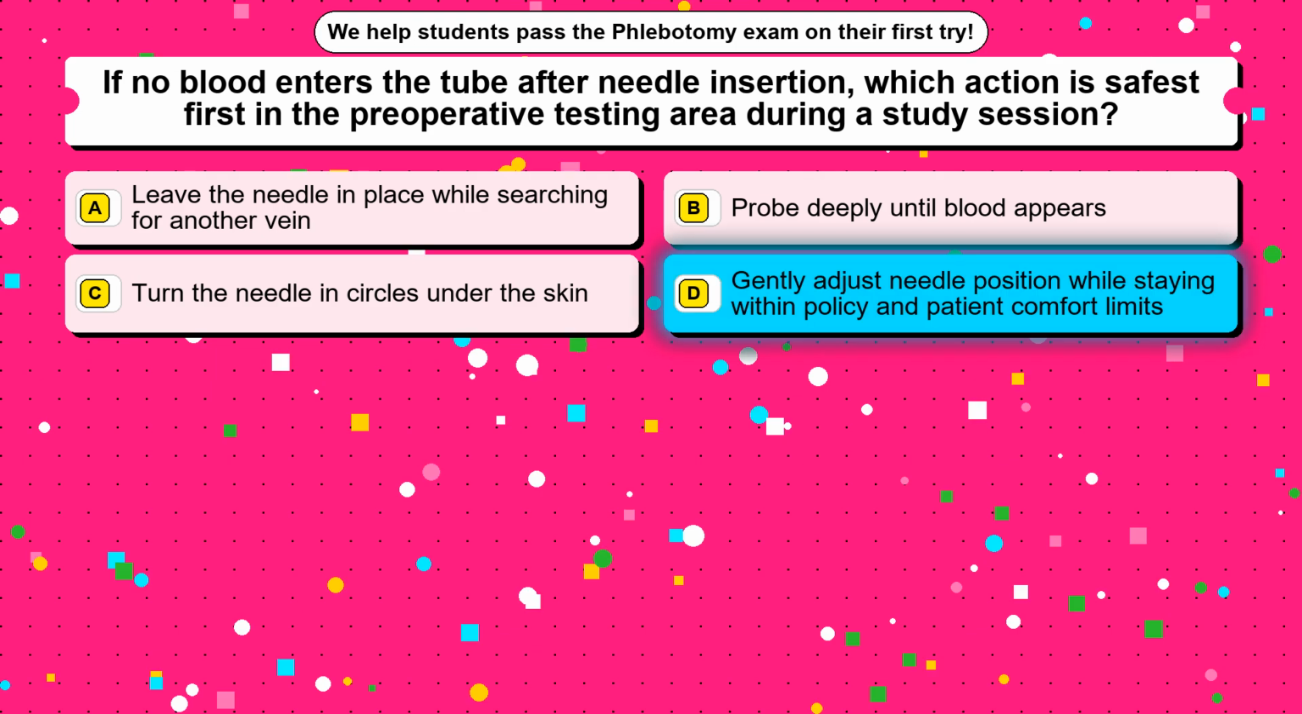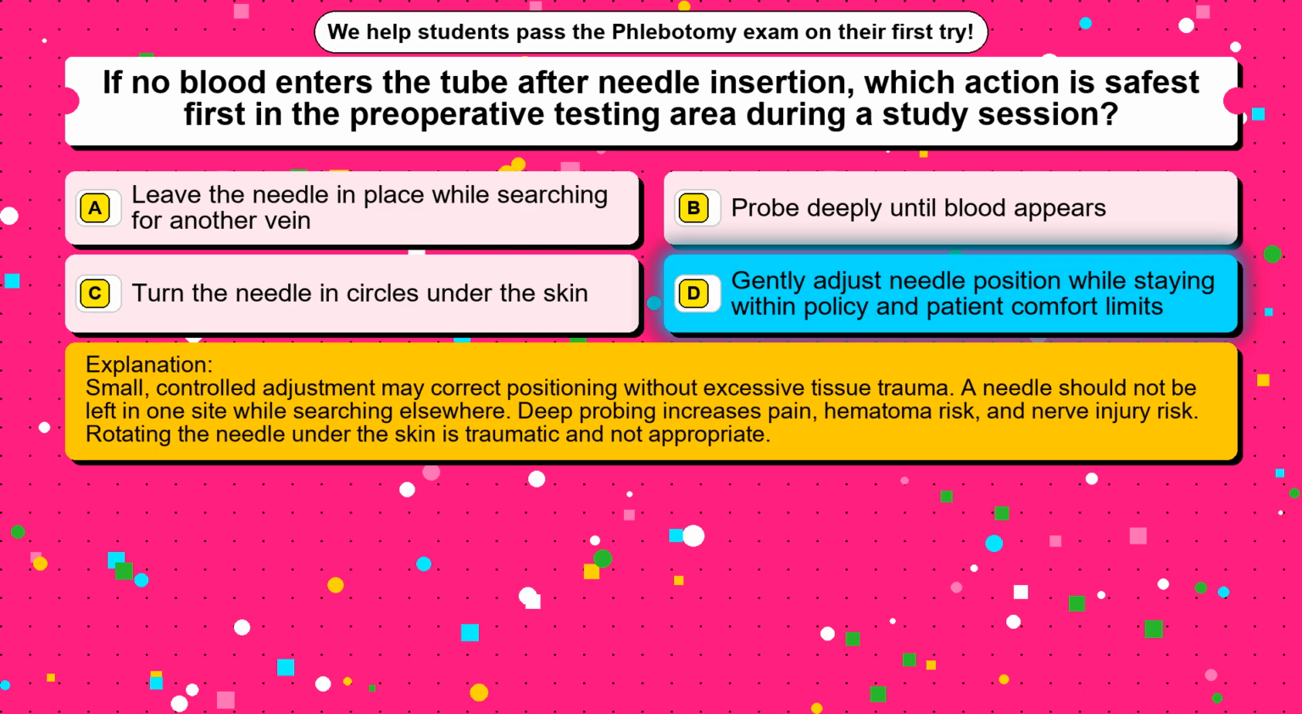The correct answer is option D. Gently adjust needle position while staying within policy and patient comfort limits. Small, controlled adjustment may correct positioning without excessive tissue trauma. A needle should not be left in one site while searching elsewhere. Deep probing increases pain, hematoma risk, and nerve injury risk. Rotating the needle under the skin is traumatic and not appropriate.